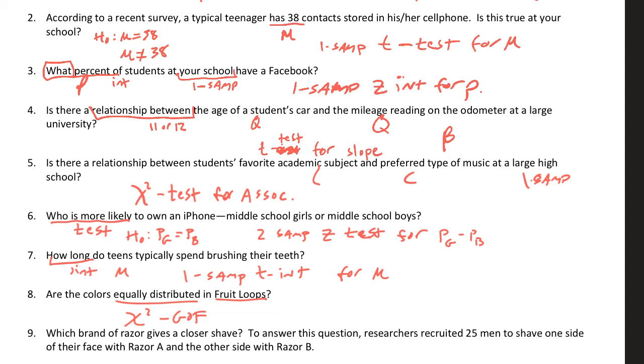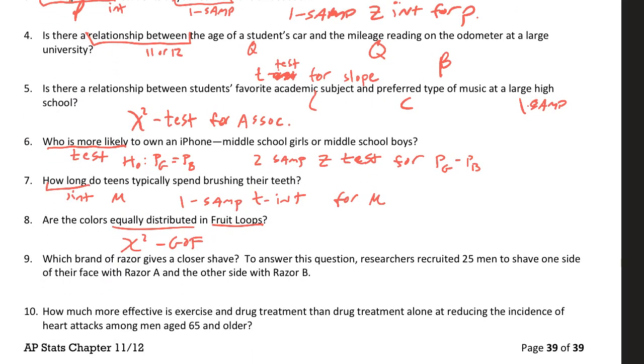Which brand of razor gives a closer shave? So which brand should be a test, and I would assume they have the same closeness of shave. 25 people shave one side with A and one side with B. Oh, so this is like a matched pairs thing. So this would then count as a 1-samp, where you take everybody's A minus B. So it's always t when you're doing paired.